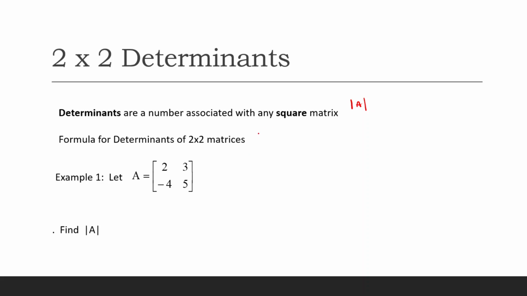and so on. So let's assume that A is a, b, c, d. Its determinant is going to be the constant of a times d, so that downward diagonal, minus b times c, the upward diagonal.